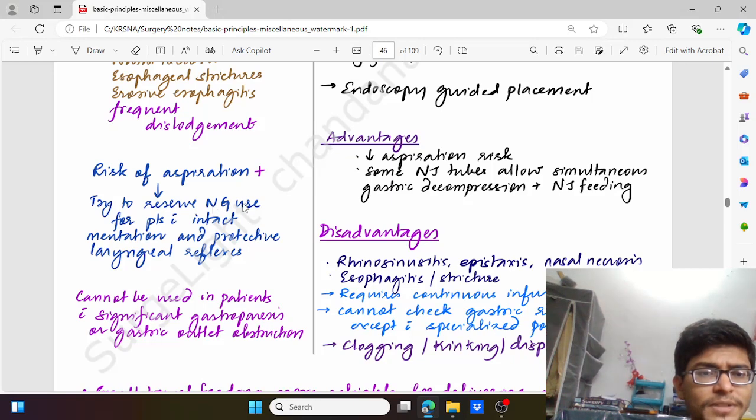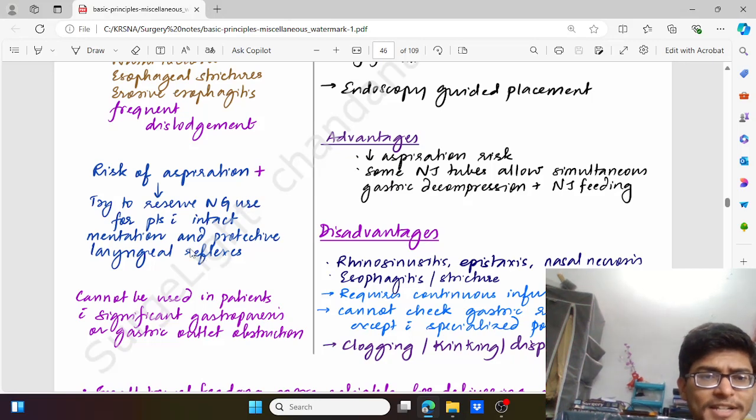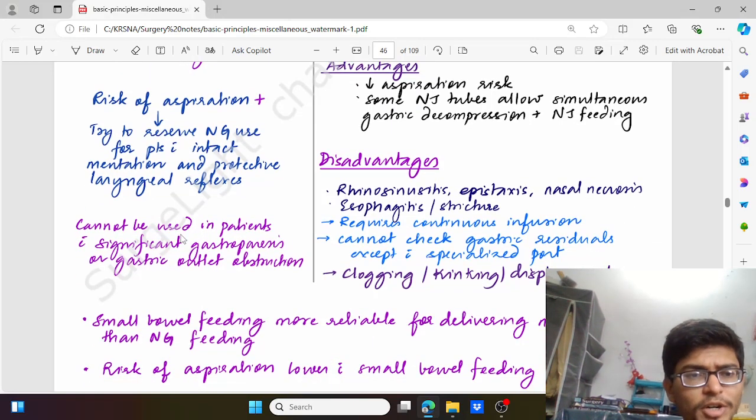So we have to reserve the NG tube use for patients with intact consciousness and mentation, and those having protective laryngeal reflexes. It cannot be used for patients with significant gastroparesis or gastric outlet obstruction. So we have to consider the nasojejunal or duodenal feed.